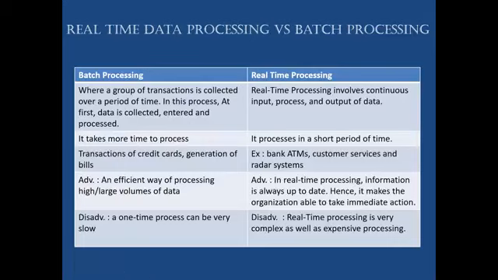Something happened today, if you process this data tomorrow, tomorrow you will come to know what happened yesterday. Okay, tomorrow you will come to know what is happening today, right? So there is a delay in batch processing, but in real-time processing you will be up to date. Disadvantage: batch processing can be very slow as you have a lot of data. Disadvantage: real-time processing is very complex as well as expensive because continuously you need to use computational resources, so it is expensive as well as complex.